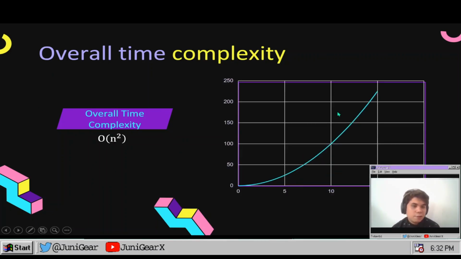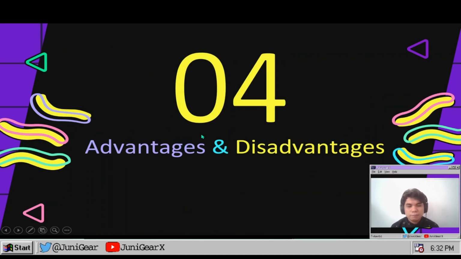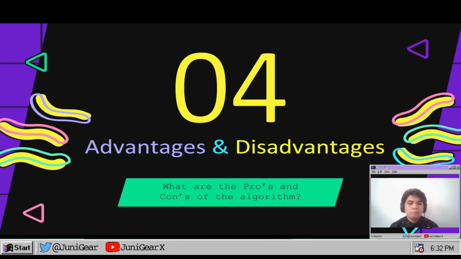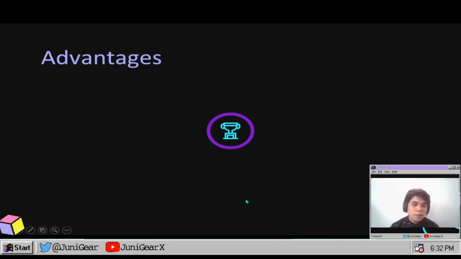If we go like this, you can already see that even if it is a small value of prime, you need a fast computer for its execution. So now number 4, advantages and disadvantages of the algorithm. So what are the pros and cons, you say? First we're gonna discuss the advantages.